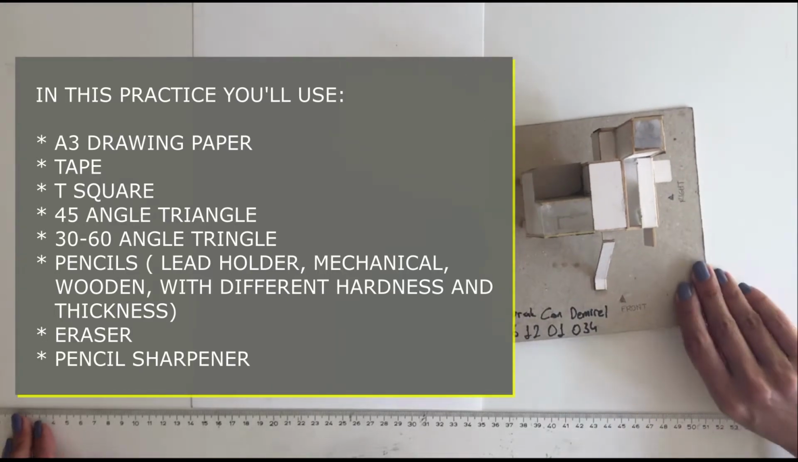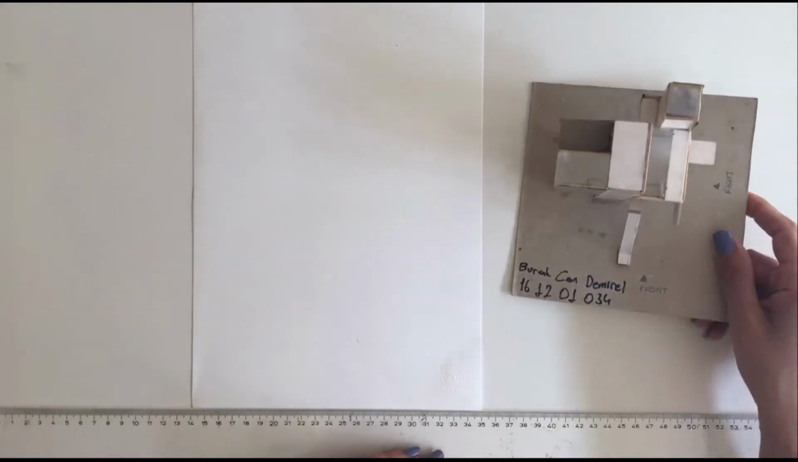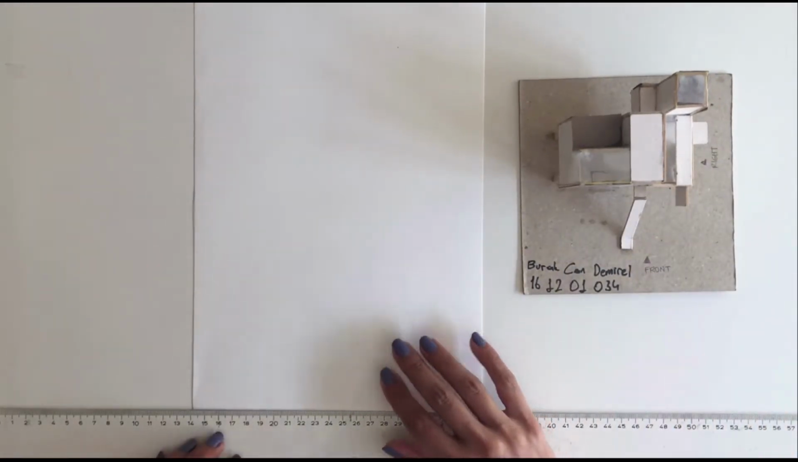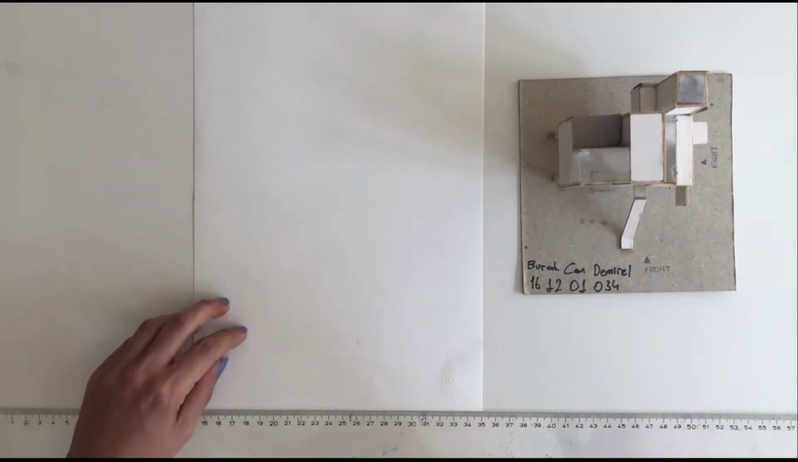Today I'm going to show you how to draw basic architectural drawings of an object or of a building. So the first thing, again, I'm doing is to fix my paper on my table, and again I'm using my T-square to do that.